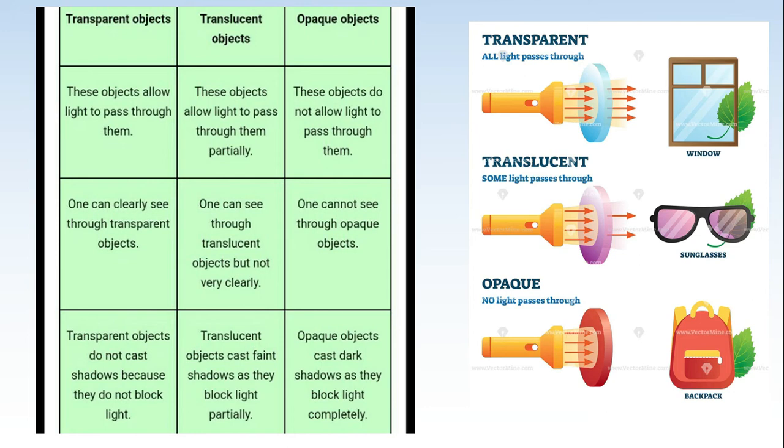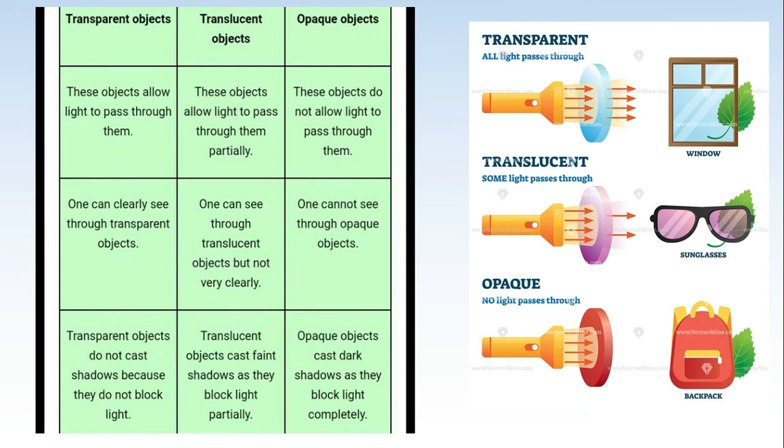Another characteristic is that one can clearly see through a transparent object. Through a translucent object, one can see partially, not clearly but partially. And for an opaque object, one cannot see anything because it blocks the light from passing through.